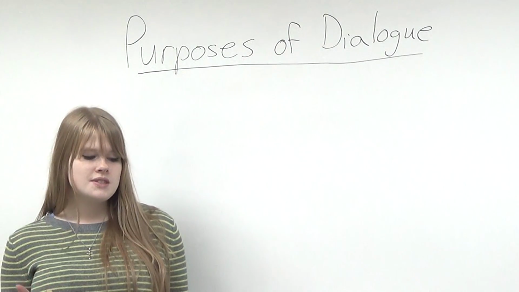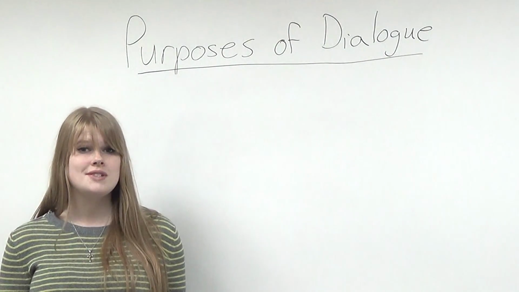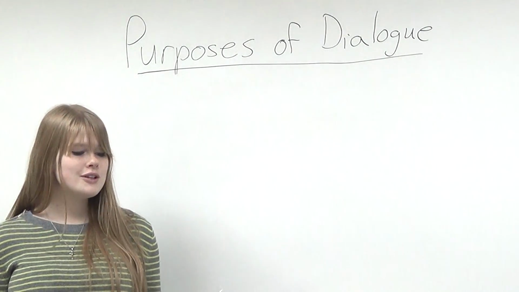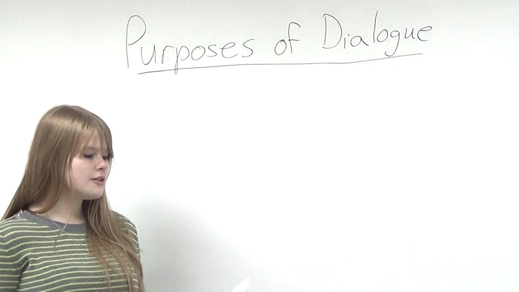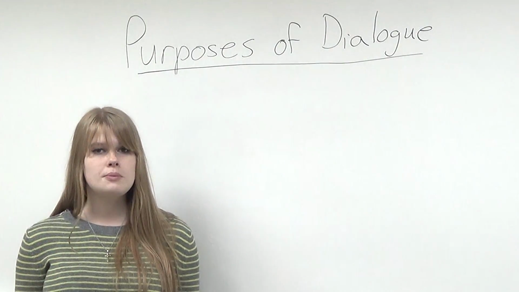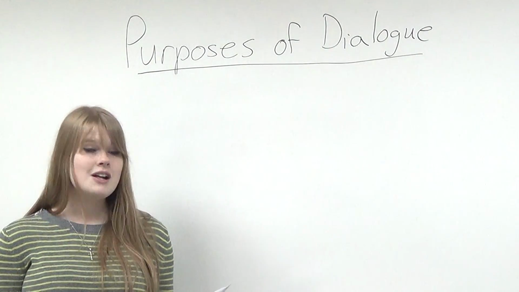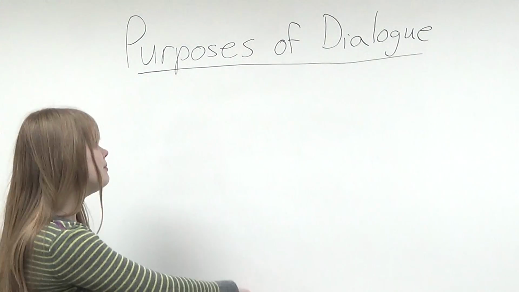Writers do the same with books, short stories, plays, and other pieces of literature when they use dialogue. Today, I will explain to you the main purposes of dialogue: setting the mood, revealing the character, developing the plot, propelling the resolution, and creating subtext. Let's start with setting the mood.